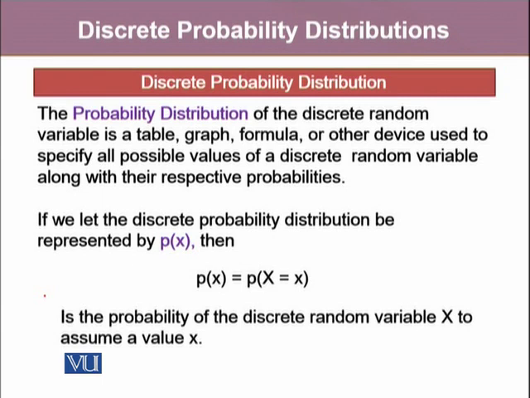If we let the discrete probability distribution be represented by P of x, then the probability of each event or each outcome of the random experiment will be given as probability X is equal to small x. Here, you may want to note that the random variable is always denoted by capital X, whereas small x will represent the outcome or specific value within that random variable, which is the probability of a discrete random variable X to assume a specific value x.